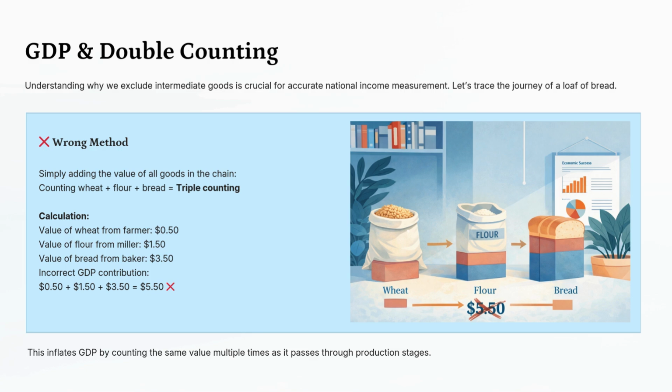Simply adding the value of wheat, flour, and bread is the wrong method. Doing this leads to double or even triple counting. In this example, adding 50 cents for wheat, 150 for flour, and 350 for bread gives 550, which is incorrect. This inflates GDP by counting the same value multiple times.